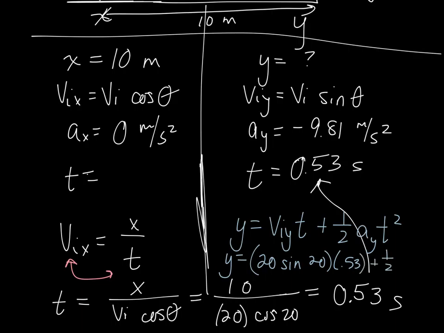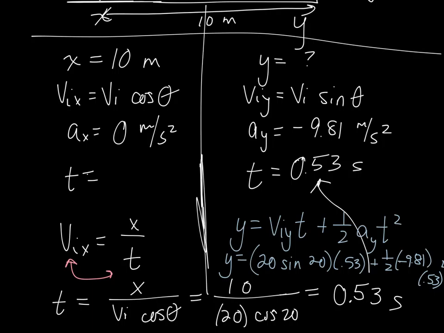plus 1/2 a, that's negative 9.81, times t squared. There's a squared there, I promise. It's just kind of squeezed. Times a plus 1/2, negative 9.81 times 0.53 squared. What do we end up getting for y? And by the way, y could be positive or negative. This projectile could have been launched, and it's possible that it's already coming down on the way back down. So it could end up being negative, depending on the values.